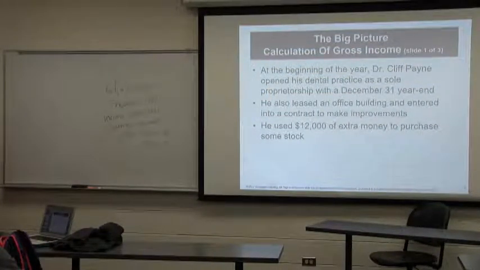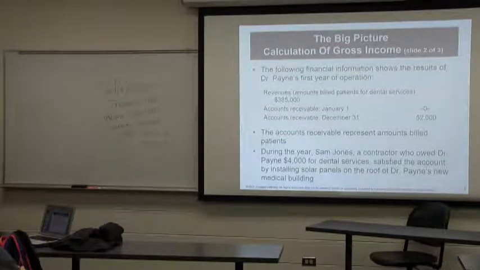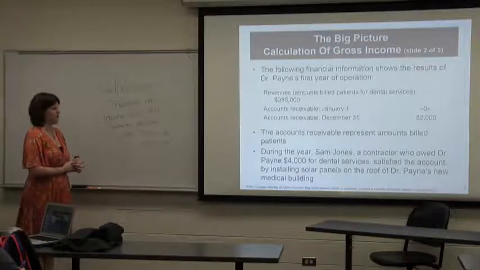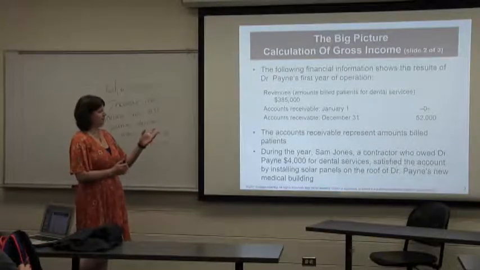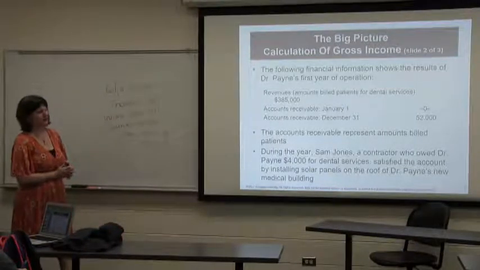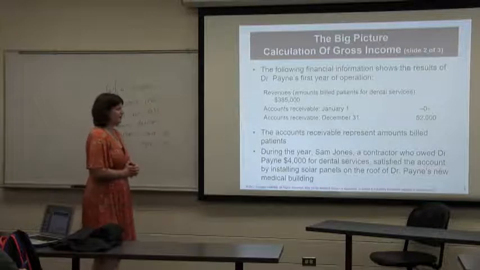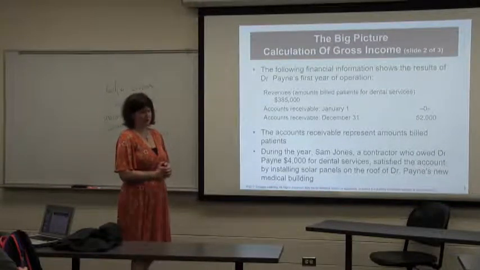So we talk about our big picture facts from chapter 4. Dr. Payne opened his dental practice as a sole proprietorship with a December 31st year end. He also leased an office building and entered into a contract to make some improvements. He used $12,000 of extra money to purchase some stock. This is the result of his first year of operation. He has $385,000 of revenue, AR as of January 1 of 0, and AR as of the end of the year of $52,000. This AR is amounts that have been billed to patients.